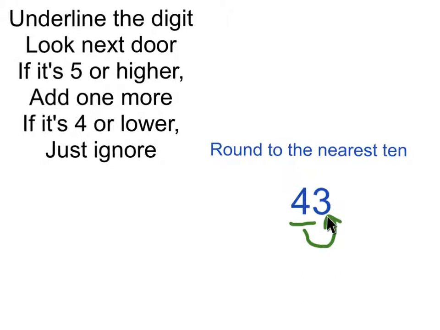So we have a 3, which is 4 or lower, so we are going to just ignore, which means we're going to leave the underlined number the same and turn the rest of the numbers, even though it's just 1, into a 0. So 40 would be our answer for rounding 43.